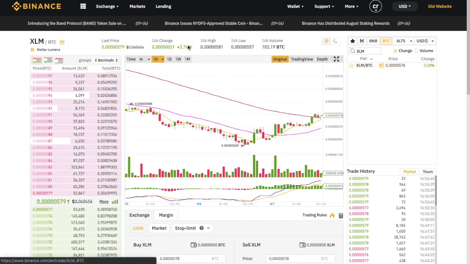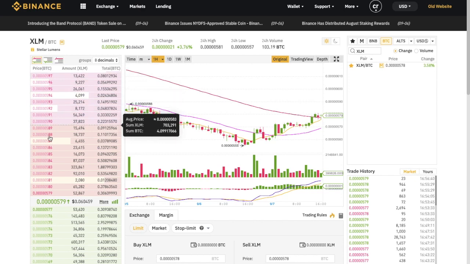So what it provides me with here is the last price. It gives me an idea of how that's changed within a 24-hour period. It gives me my 24-hour high, my 24-hour low, and the volume. Now, if this is a pairing that I like to use regularly, I can also mark that as one of my favorites so that I don't have to scroll through every single time.